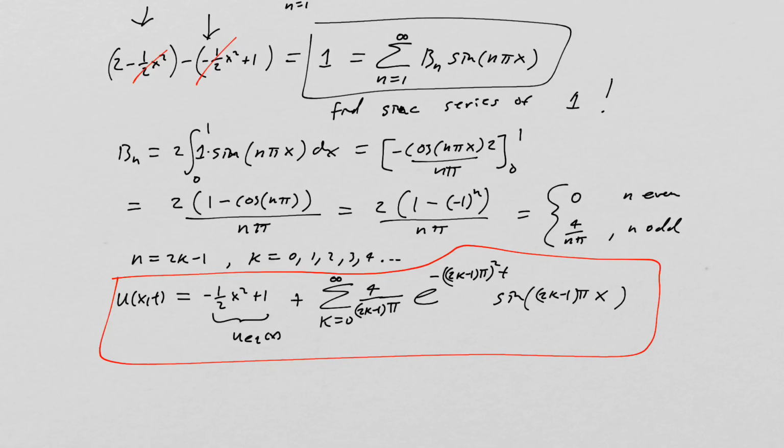Let me check. Did I get this right? I think I got it right. When n is even, we'd have 1 minus 1, so yes, we get 0. And when n is odd, we get a minus 1, which becomes 1, plus 1 is 2, times 2 is 4. So yes, we really do get that. All right, so that's our final answer.